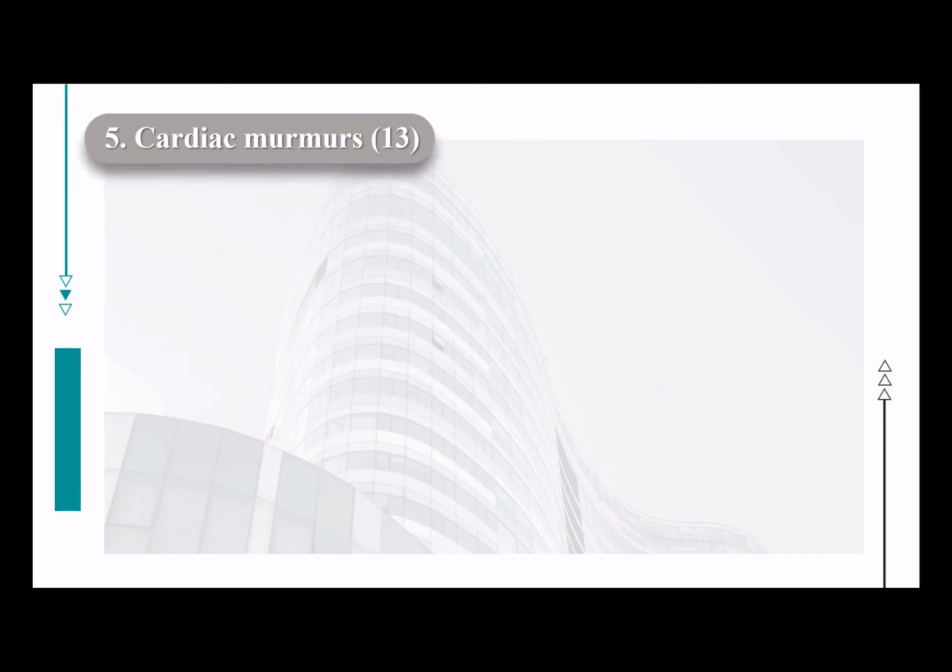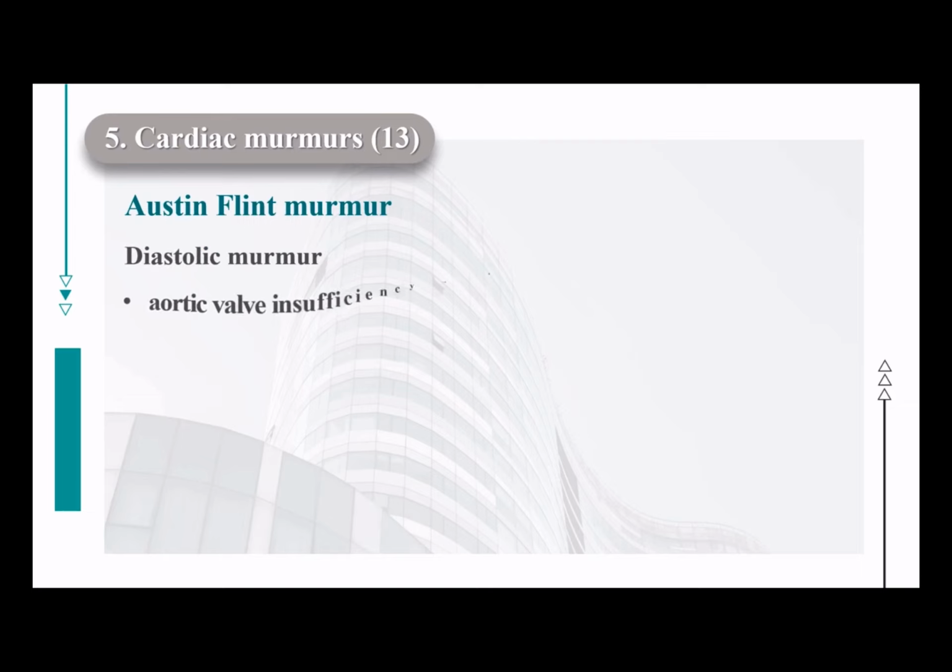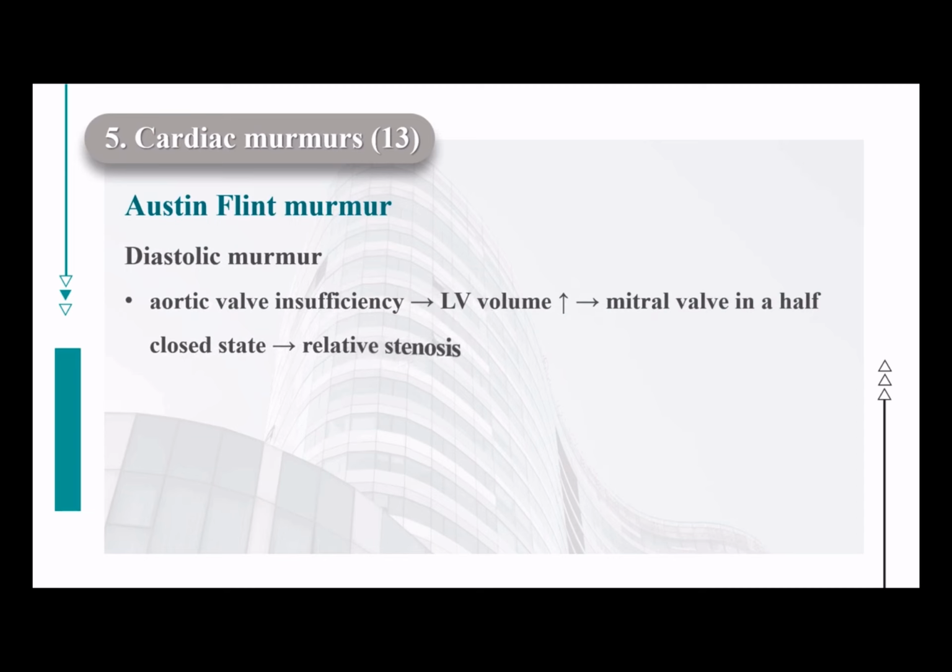In addition, there are two special murmurs, the Austin-Flint murmur and the Graham-Steell murmur. In moderate or severe aortic valve insufficiency, the increase of left ventricular diastolic filling makes the mitral valve in a half-closed state, which generates a murmur called the Austin-Flint murmur. Compared with the organic mitral stenosis murmur, it is usually soft, decrescendo, and without thrill.